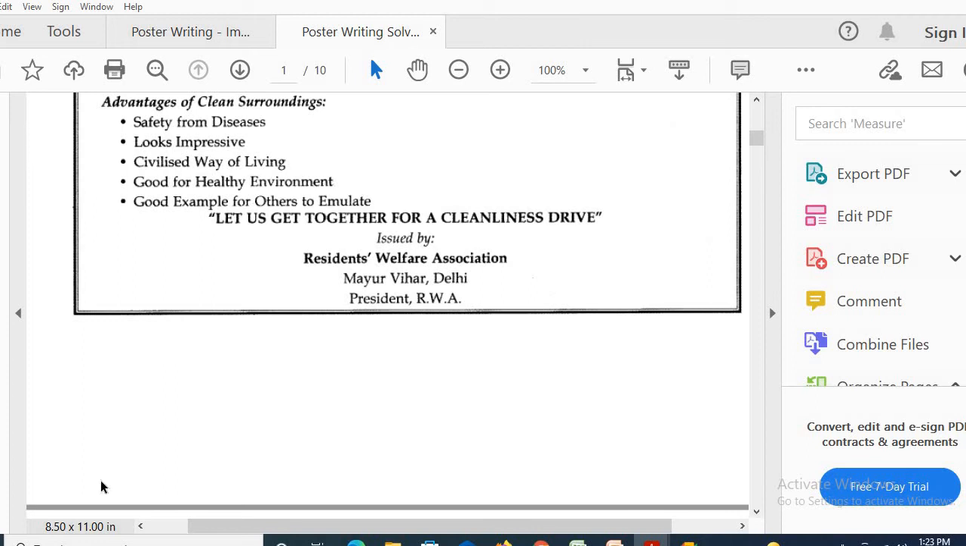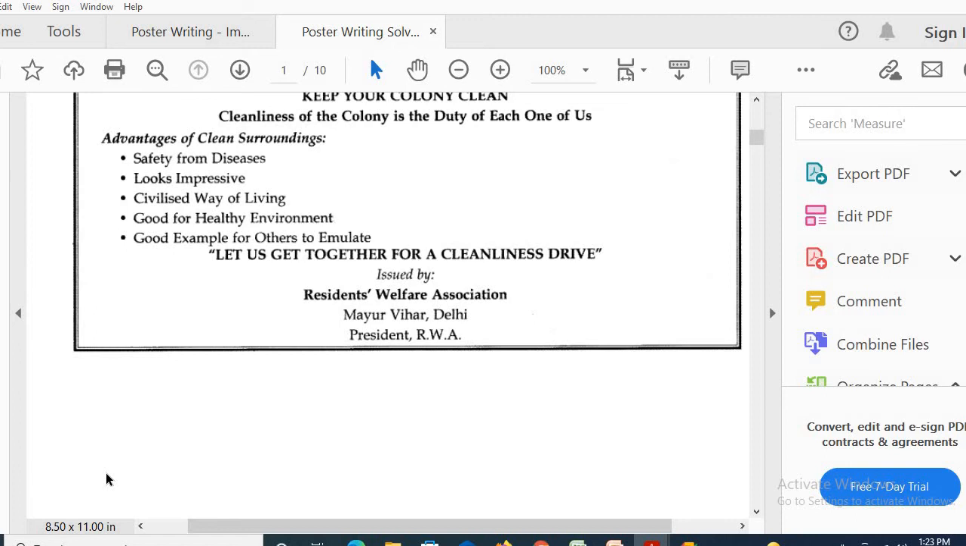Dear students, the meaning of emulate is to follow. So see, what are the advantages of clean surroundings? We can write pages after pages, but here you just have to highlight the points. Just mention the points, that is more than enough. Like safety from diseases, looks impressive, civilized way of living, good for a clean, hygienic and healthy environment, good examples for you to follow and for others also to emulate.